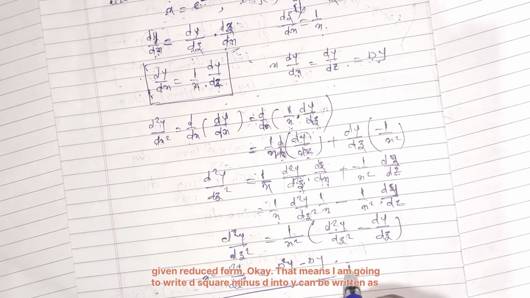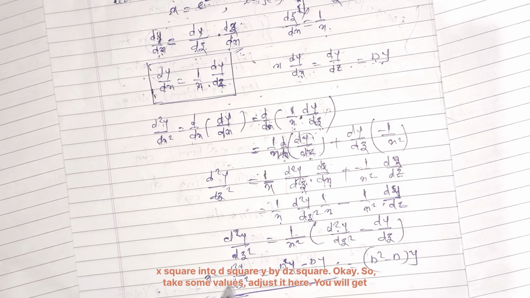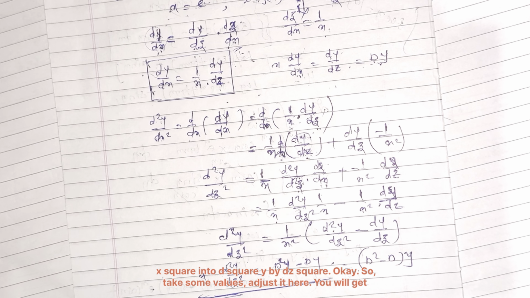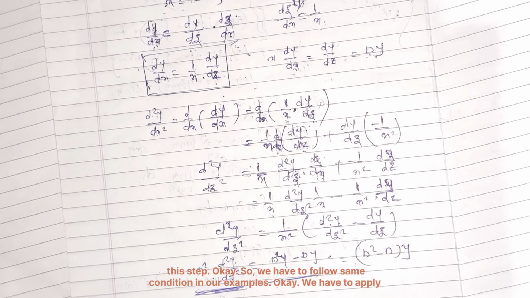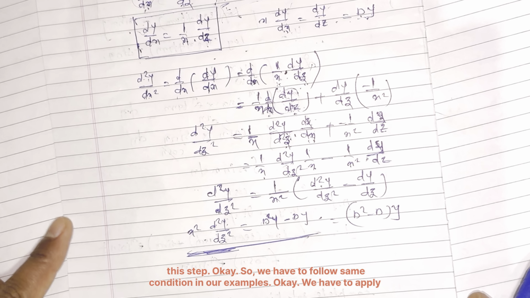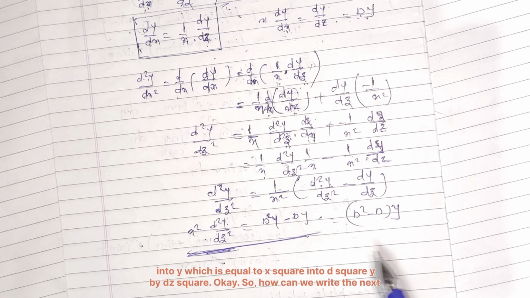That means I'm going to write D square minus D into y as x square into d square y by dx square. So take some values, adjust it here, you will get this step. We have to follow the same conditions in our examples. So as we have D square minus D into y, which is equal to x square into d square y by dx square.